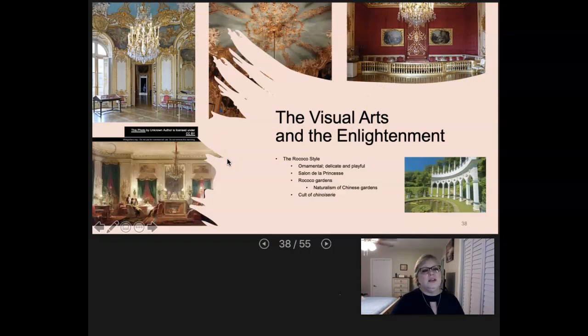And we would also see the Rococo style in gardens. This one on the right is a Japanese garden, but it was in a Rococo style. And so you've got, again, this very ornate boundary for this pond, right? And it's very extra, if you will. And it's also got that curved line to it. A famous palace, the Salon de la Princesse, you can see in these pictures.